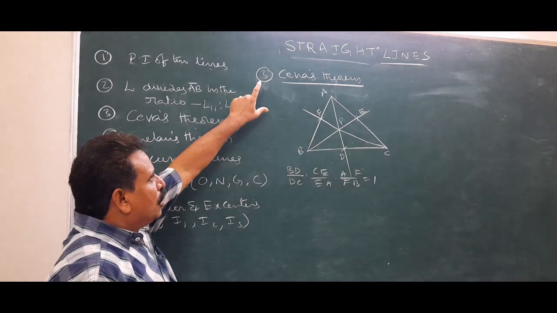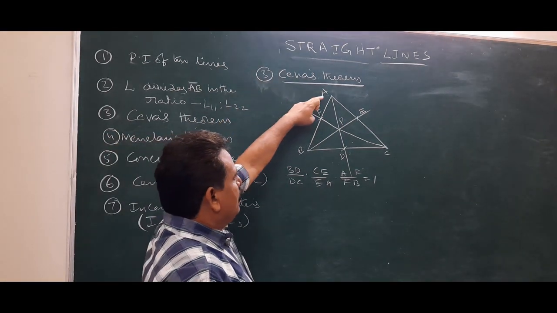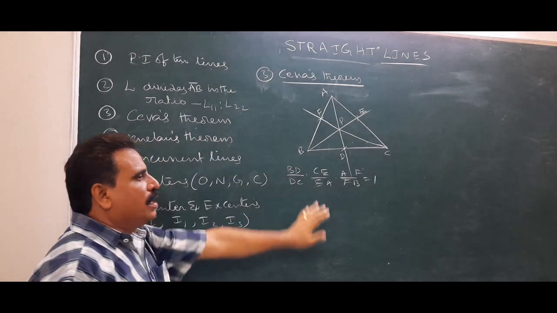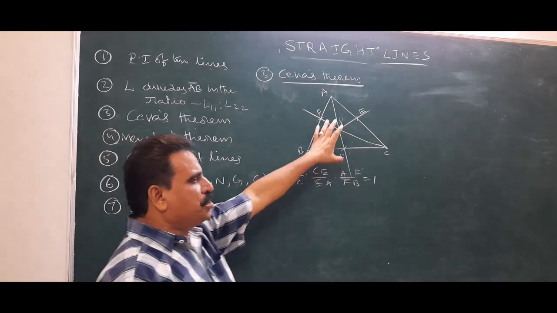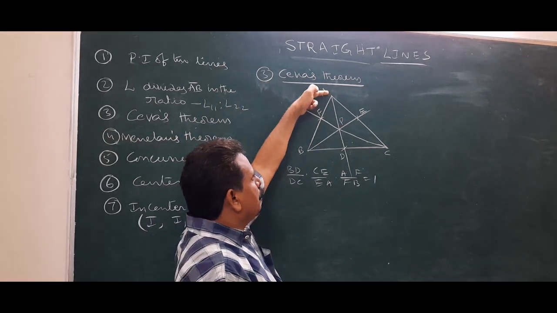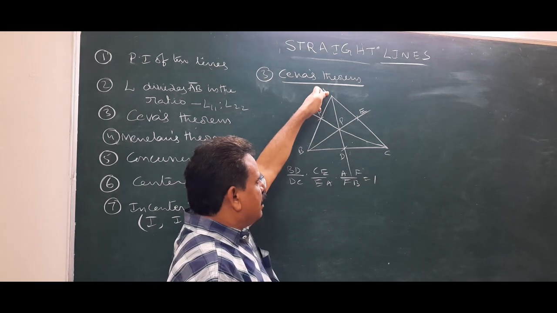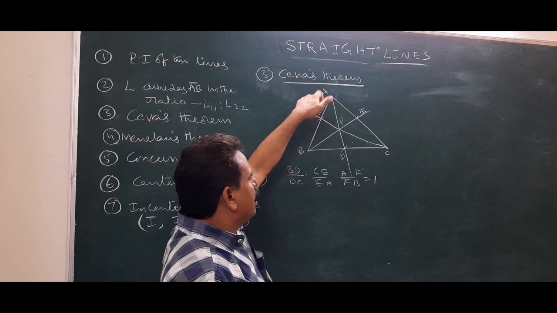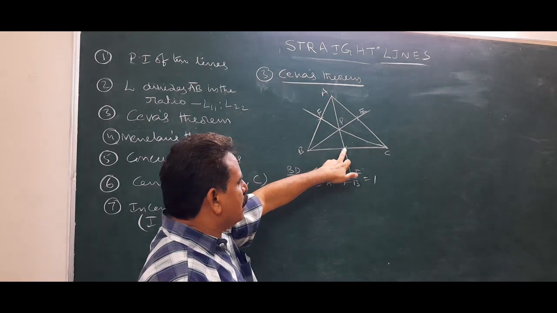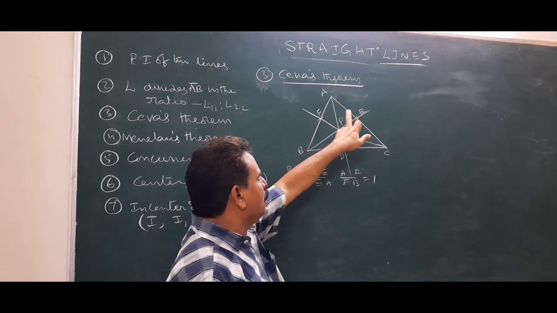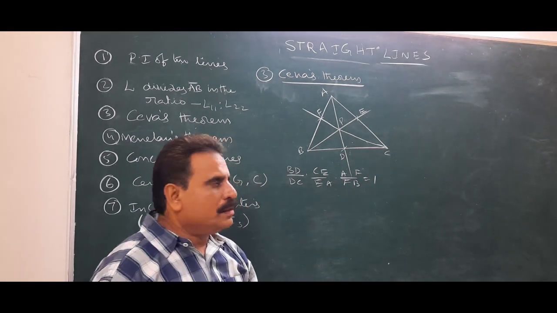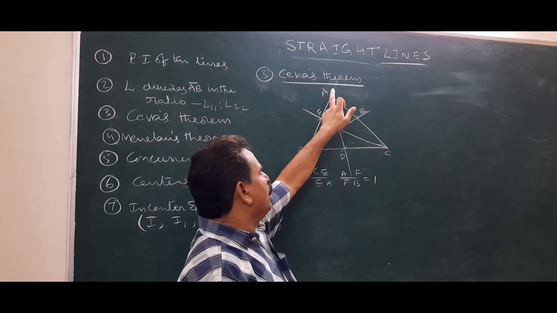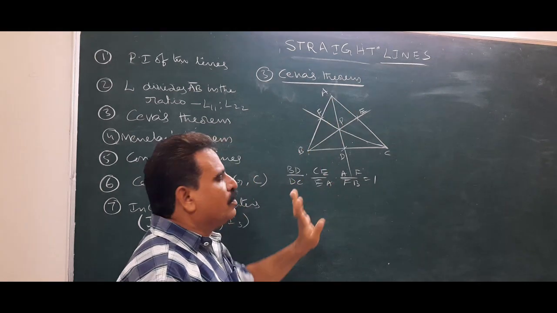Now we are going to the third point, Ceva's theorem. A, B, C are the vertices of triangle ABC. P is any point. Join the vertices and extend it. Join AP, BP, CP and extend. That cuts the opposite sides at D, E, F. Then BD by DC into CE by EA into AF by FB equal to 1.